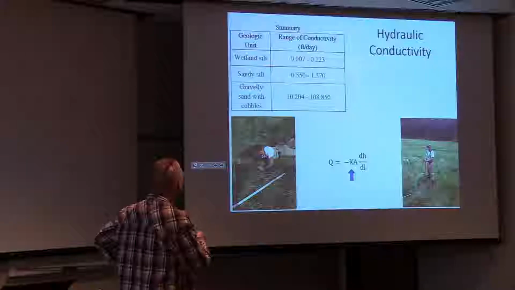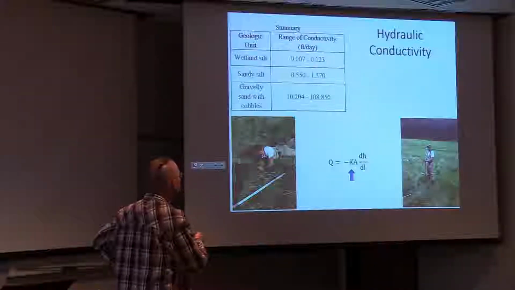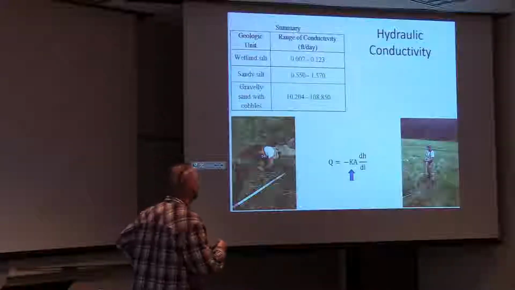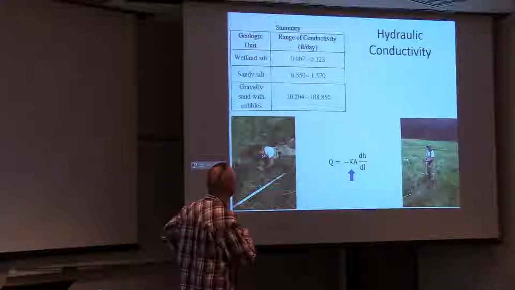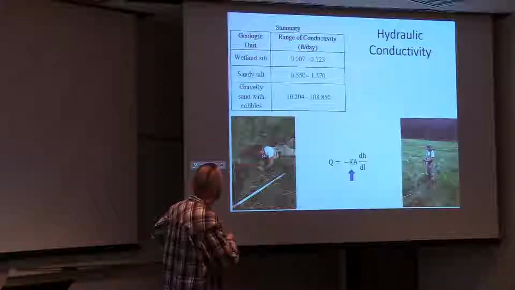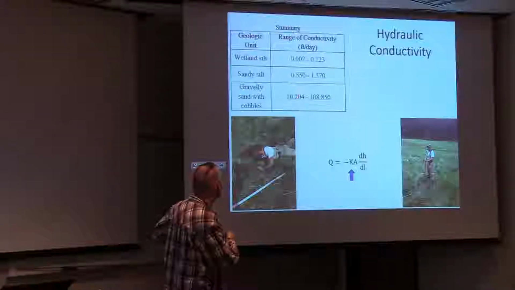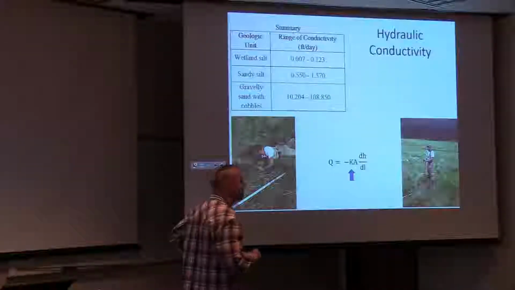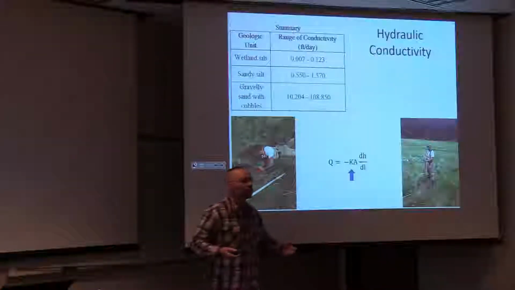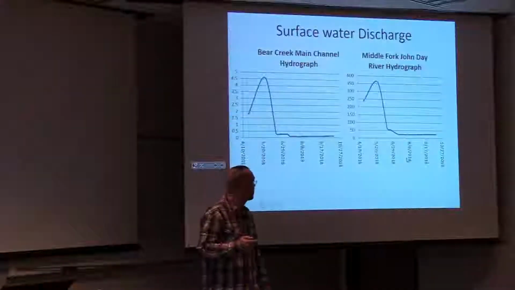And so the wetland silts, using a high and low estimate, seem to be less than 0.1 feet per day. The sandy silt is more like 0.5 to 1.5 feet per day. And then the gravelly sand with cobbles that he sampled, with slug tests and sieve analyses, seems to range between 10 and 100 feet per day. Those are reasonable results, and he'll use those to help calibrate his model.